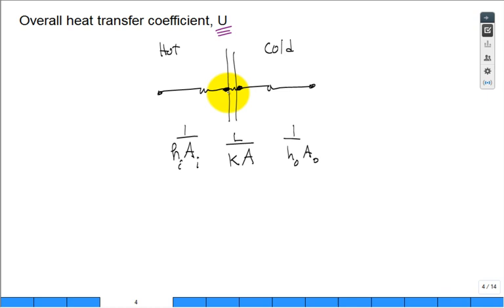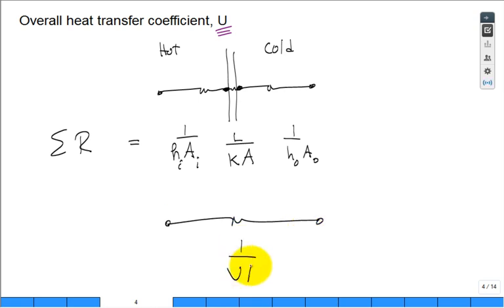Series, so if I want the overall resistance, do I just sum up the three values? Yeah, so if I said the sum of those R's is the equivalent resistance. Now, sometimes those three areas are exactly the same. Sometimes they're not because there's curvature and whatever, but just leave it with the A's like this. Well, then somebody says, what I'd like to do is just have one simple model, which is 1 over UA. What is U? U is the overall heat transfer coefficient.